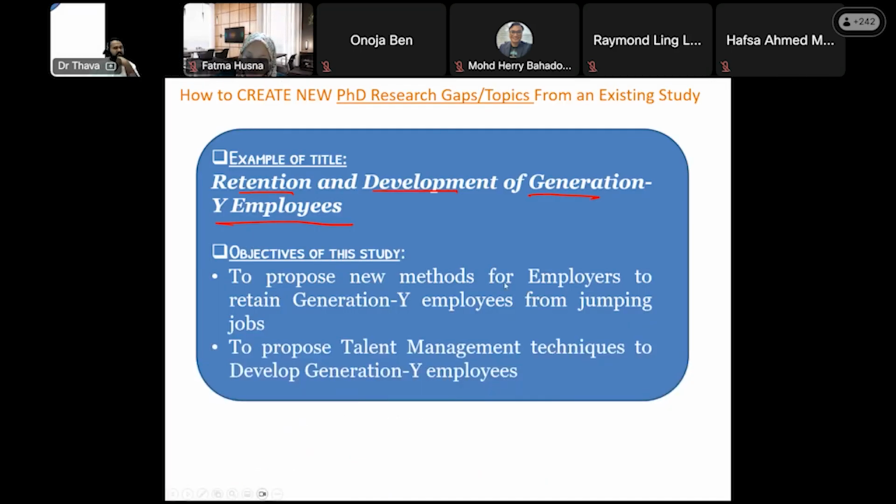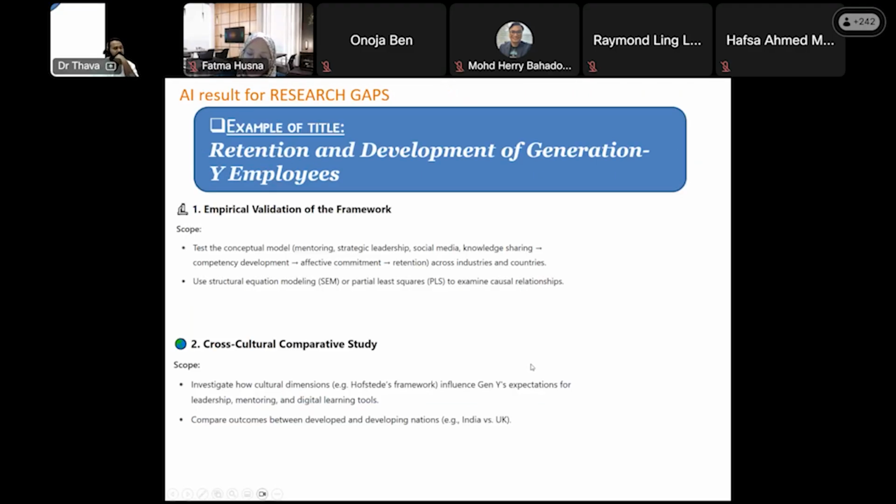So therefore, these are the objectives from the paper. These are not new objectives, these are existing objectives: to propose new methods for employers to retain Generation Y employees from jumping jobs, and to propose talent management techniques to develop Generation Y employees so that they stay, they don't run. Okay. So I want to find a new topic.